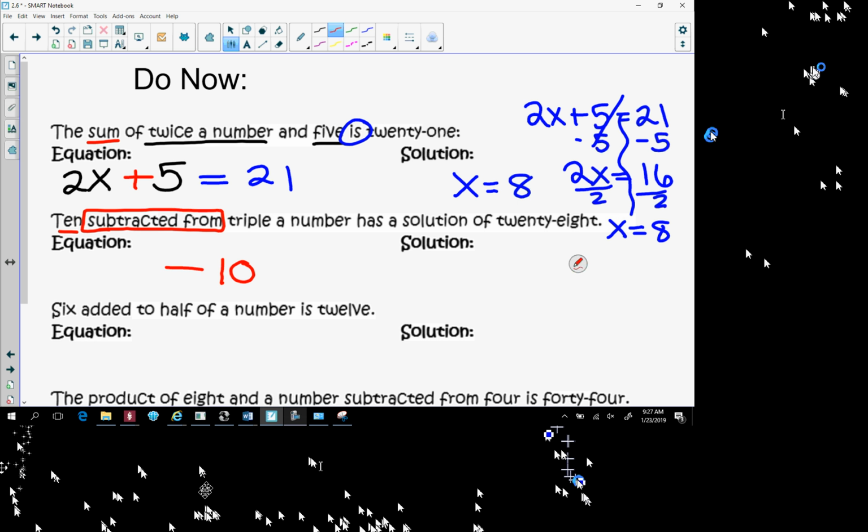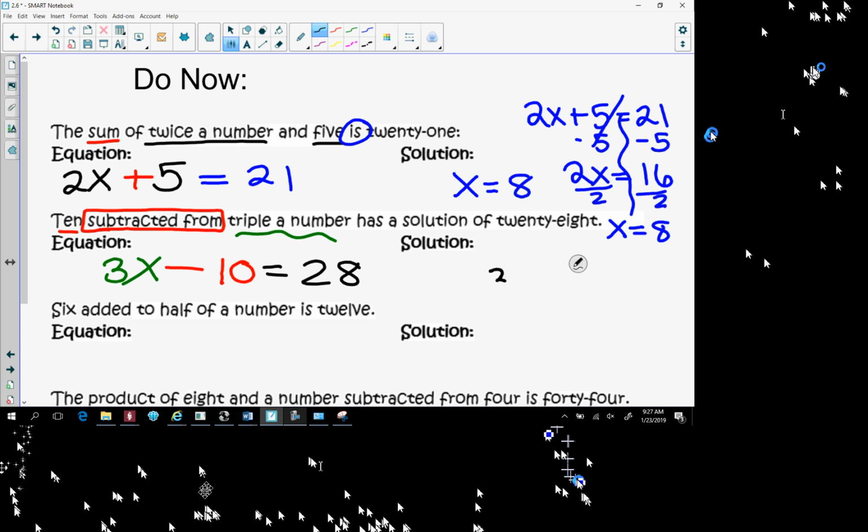How do I write triple? What does that mean? 3x. Beautiful. It has a solution, which equals 28. So that was the second one. Some people had 10 minus 3x. Just make sure subtracted from and less than are my two turnaround words.